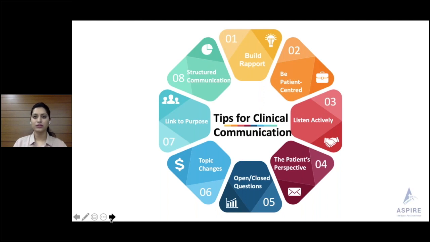Always try to know the patient's concern or ideology or what they think of the situation, so that managing the case becomes easier for you. Open and close-ended questions: when you're gathering information, you should always ask open-ended questions. And if you want a specific piece of information from your patient, you ask them a close-ended question.